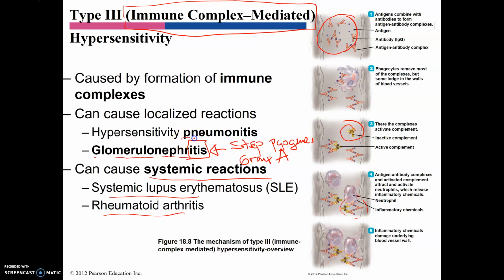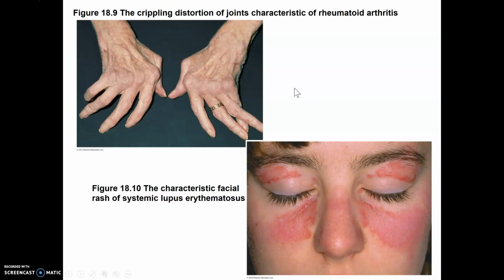Pneumonitis, just one last word. This is something similar that's happening in the lungs. So if there are antigens or allergens that are being deposited in the lungs, sometimes you get this immune mediated type of inflammation that's happening in the lungs, leading to pneumonitis. Okay, so this is just showing you 2 autoimmune diseases.